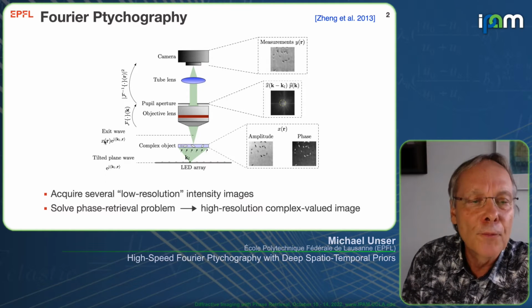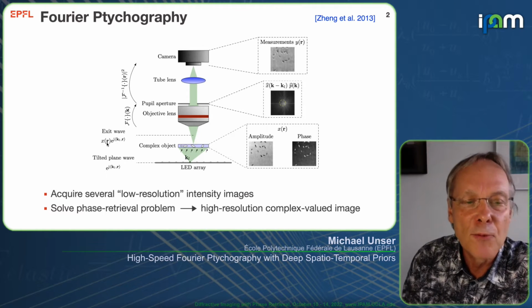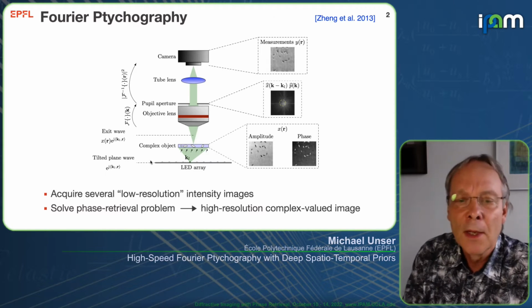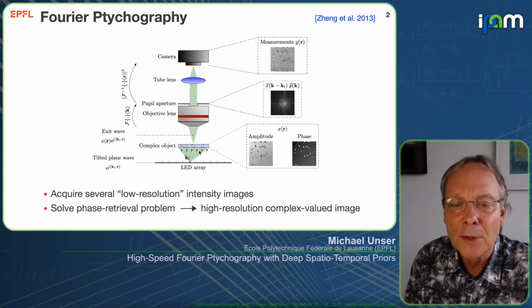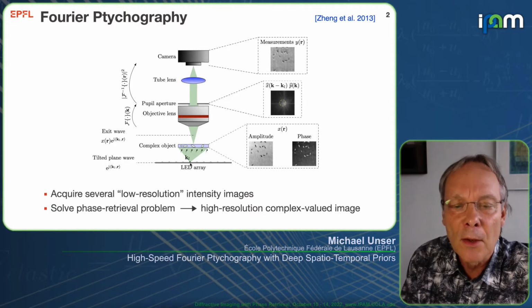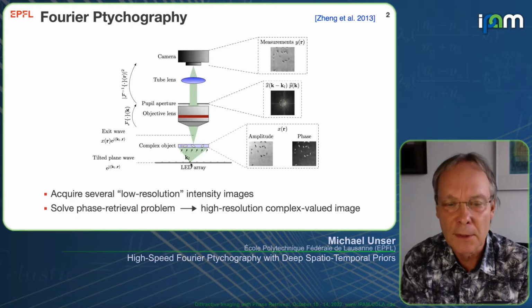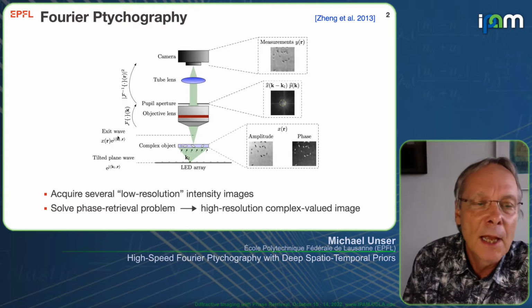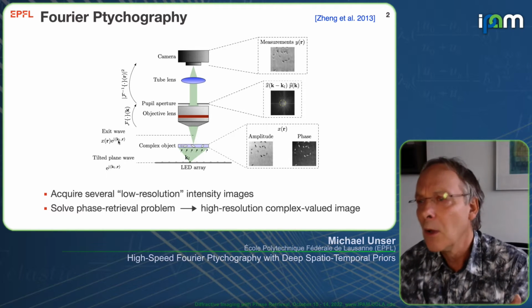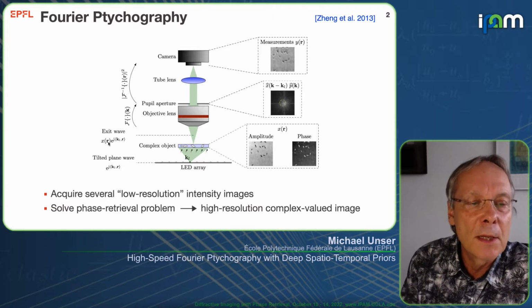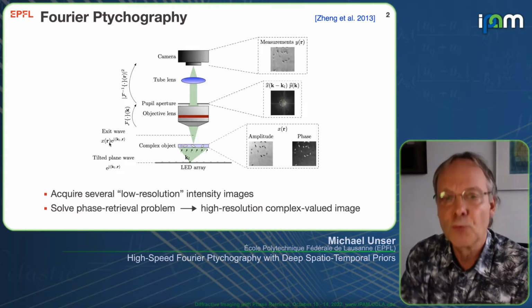This will induce a modulation of X of R, the thing you want to recover, with a plane wave. This plane wave depends on the geometry, so the location of the illuminating LED. Then you can shine different LEDs, and you will get different modulations of the image that you want to recover.